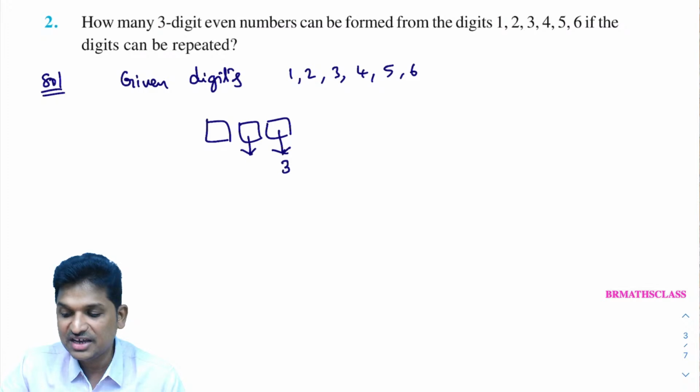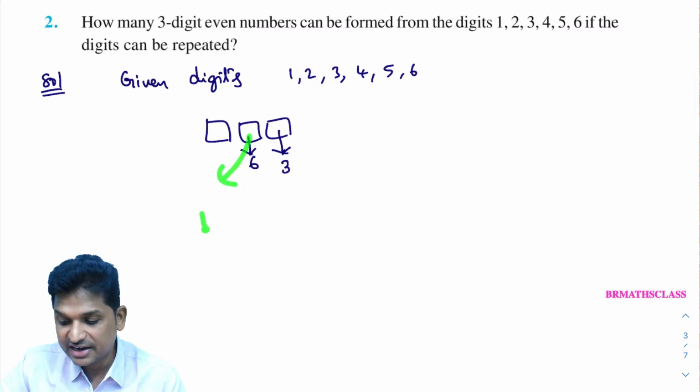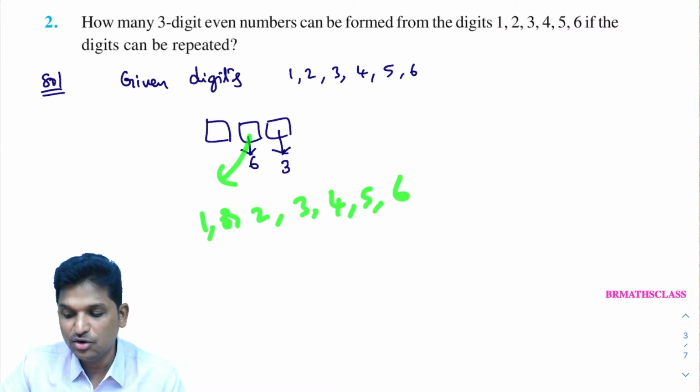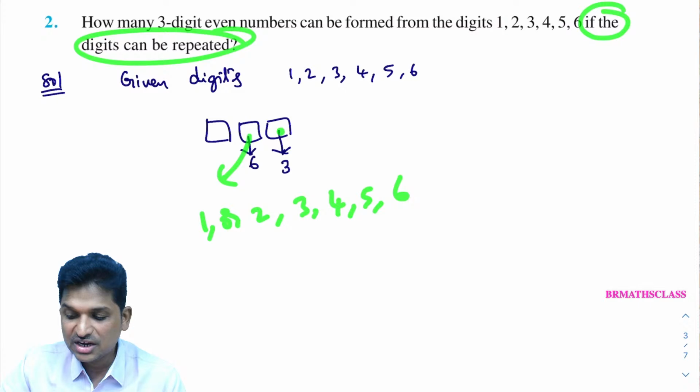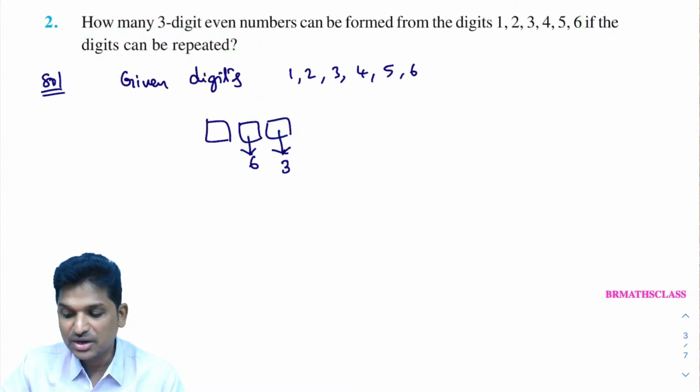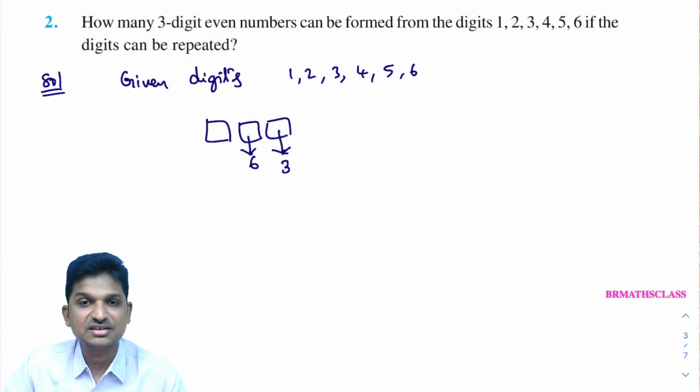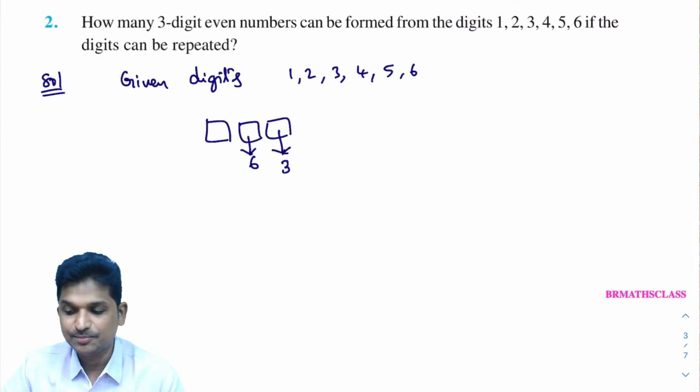As repetition is allowed, the second box can be filled in how many ways? Total how many digits they gave? 6 digits. Can I fill the second box with any one of those digits? The second box can be filled in 6 ways. What are those 6 ways? In the second box, I can write 1 or 2 or 3 or 4 or 5 or 6. Why? Because digits can be repeated. What number you wrote in the units place, the same number you can write here. That's why the second box can be filled in 6 ways. I hope you are understanding.